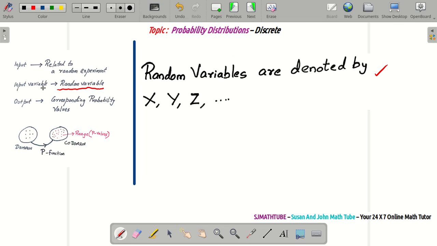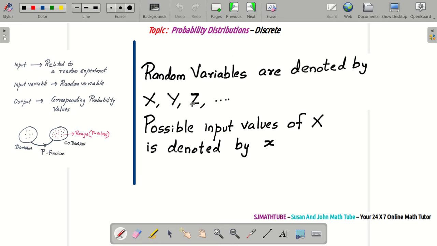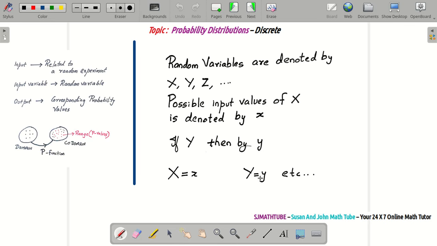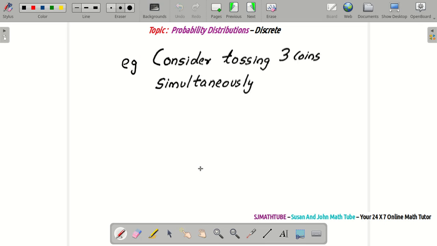The variable which we assign for the input will be denoted by capital letters. Normally we go for capital X, capital Y, capital Z, etc. And the possible input values of X will be denoted by small x. You'll understand all these things when we go for an example. If it is Y, then we use small y. So basically, capital X is the input and small x means all possible input values. Anyway, let's go for an example.